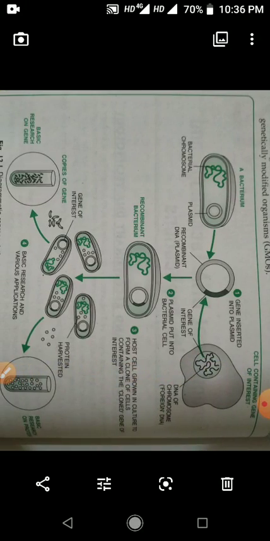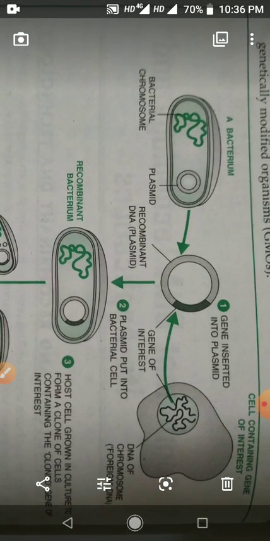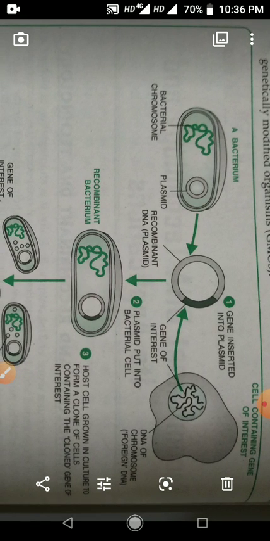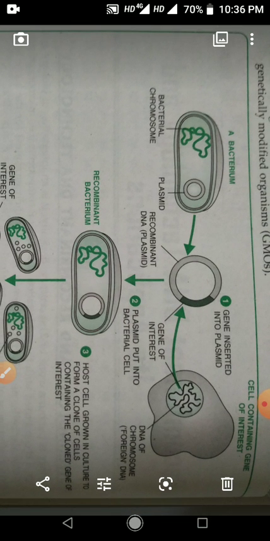Children, here you can see there is a bacterial cell and a cell containing gene of interest, that we can say desired genes. Both genes are coming together and then recombinant DNA plasmid is formed. Now this plasmid is put into the bacterial cell. Bacterial cell is the host cell. It grows in culture. A clone of the cell containing the cloned gene of interest.